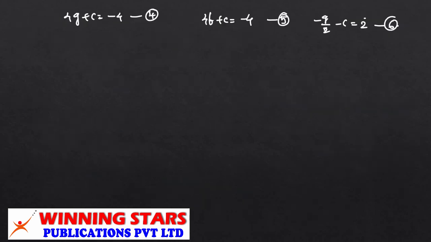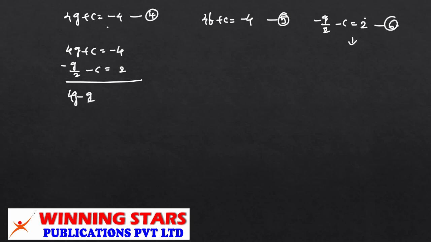So here I will take the fourth one and sixth one. Here 4g plus c is equal to minus 4 and minus g by 2 minus c is equal to 2. So if I add, it will become 4g minus g by 2, this c will get cancelled, is equal to 2 minus 4, so minus 2 will come. So 4 minus 1 by 2, if I take g common, it will become minus 2. So 2 4 8, 8 minus 1, 7 by 2 g is equal to minus 2.